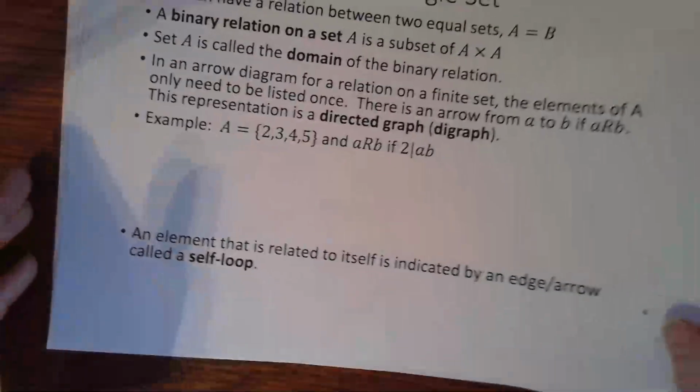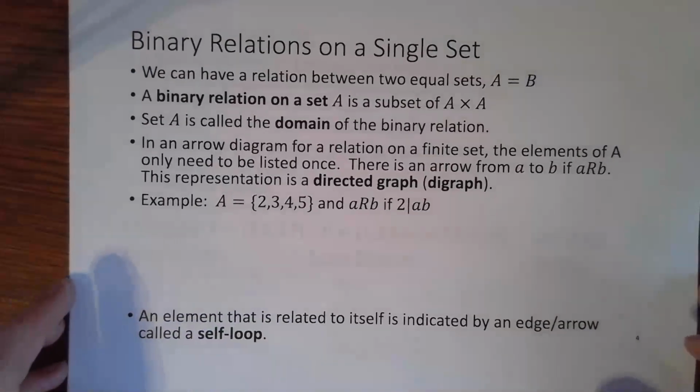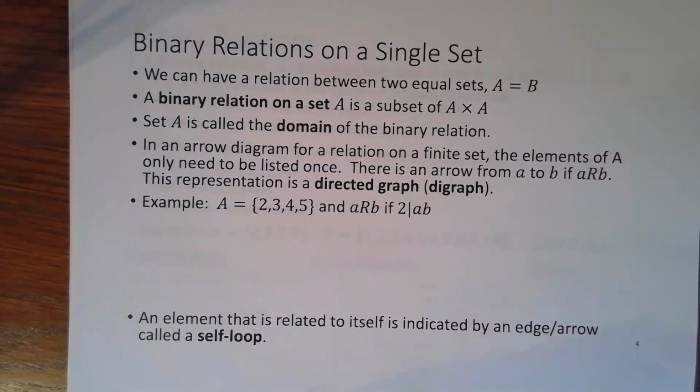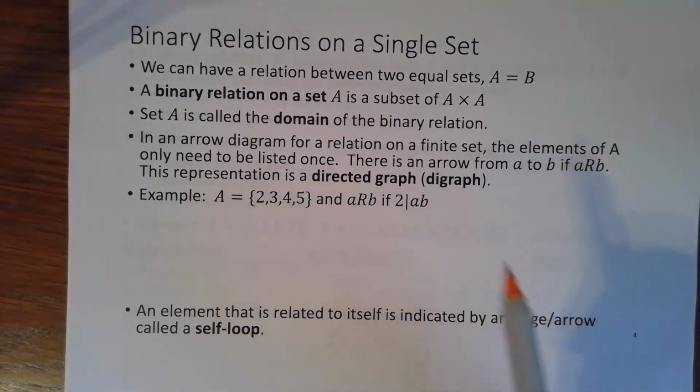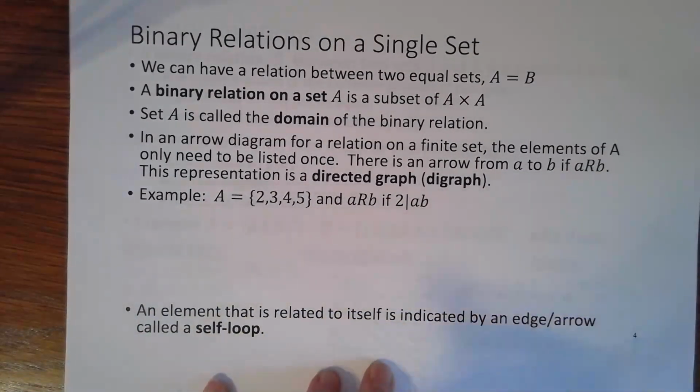So if we just have a single set, we're just going to list all of the elements one time, and then just draw an arrow from an element to another element if they are related. And this will produce something called a directed graph. Let's just do an example and we can see what a directed graph is. We'll define that formally in the next section.